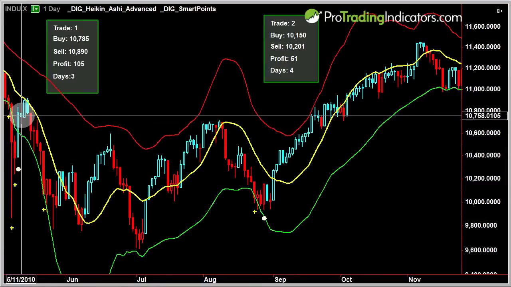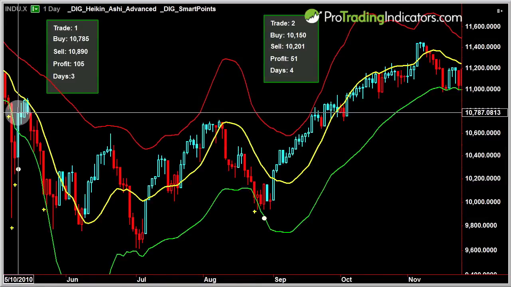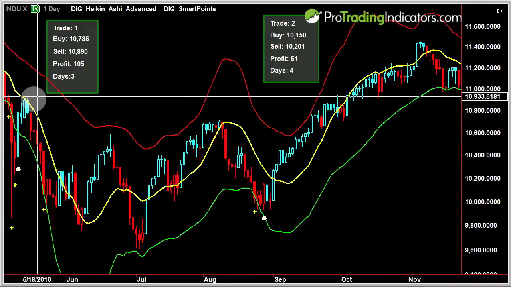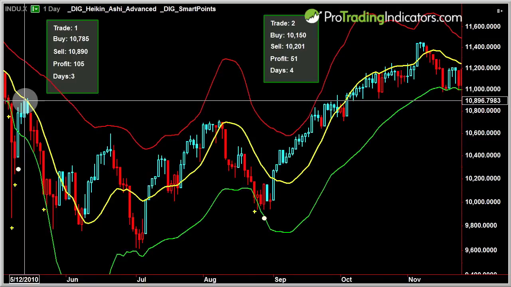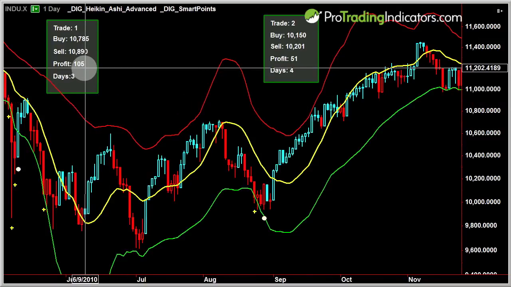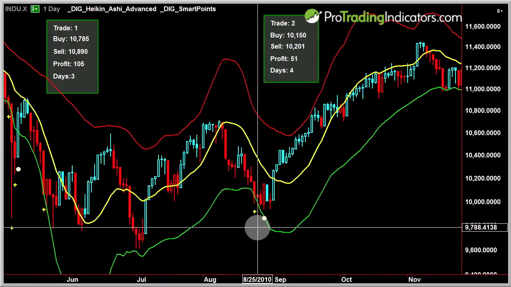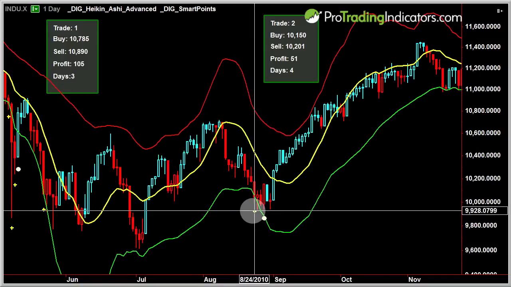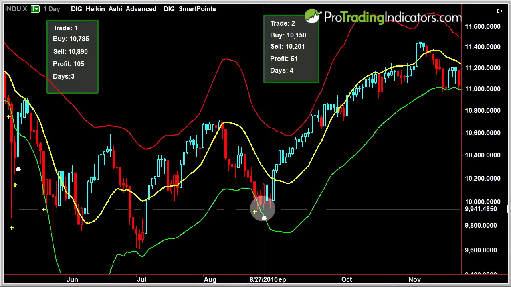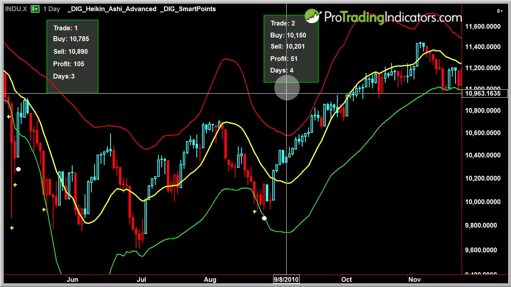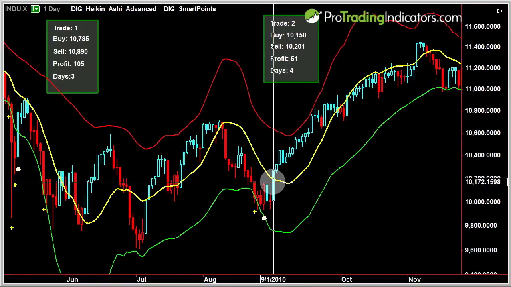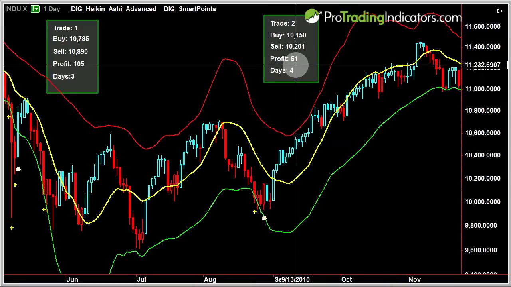But if we entered it in right here, and I'm going to count entering in at this day even though we're entering in at the close as a full day. We were in this trade for 3 days, and we exited right here when it hit the mid band for 105 points profit. Now, if we go to the next trade here, we've got a potential trade coming up. We've got an entry signal. We enter in right here. We're in for 4 days, and we exit when it hits the mid band, not at the close of this bar, but when it hits the mid band for 51 points profit.